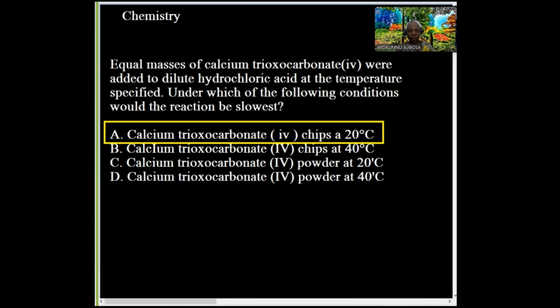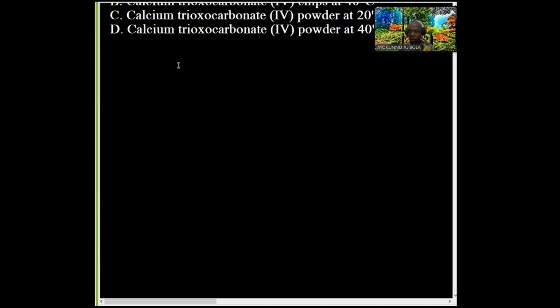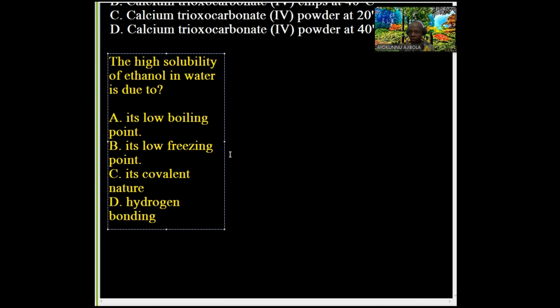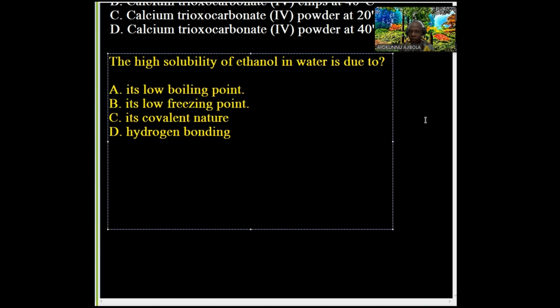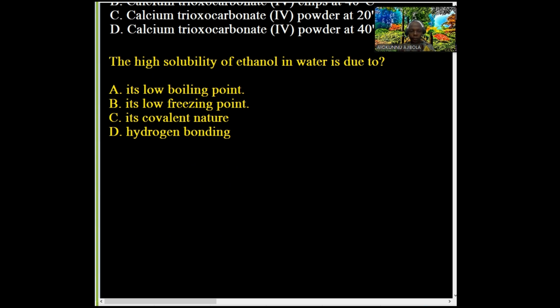So the next question, let's see this one for Moses. Moses, read the question. Let me hear you. The high solubility of ethanol in water is due to A. its low boiling point, B. its low freezing point, C. its covalent nature, D. hydrogen bonding. So what do you think should be the answer?